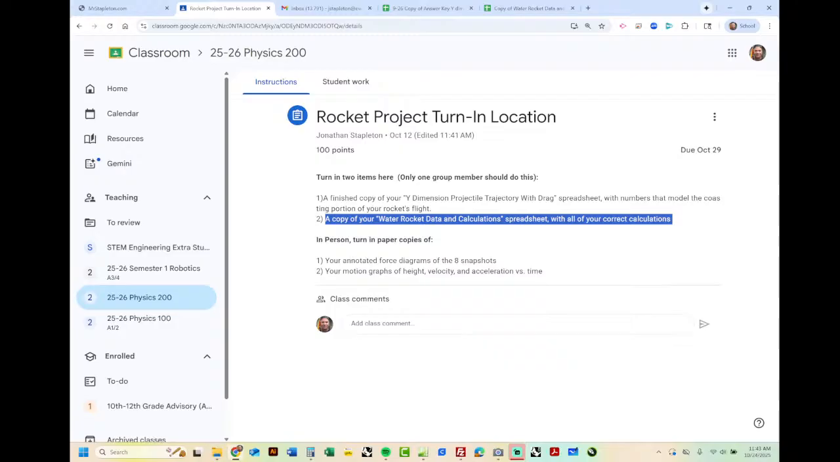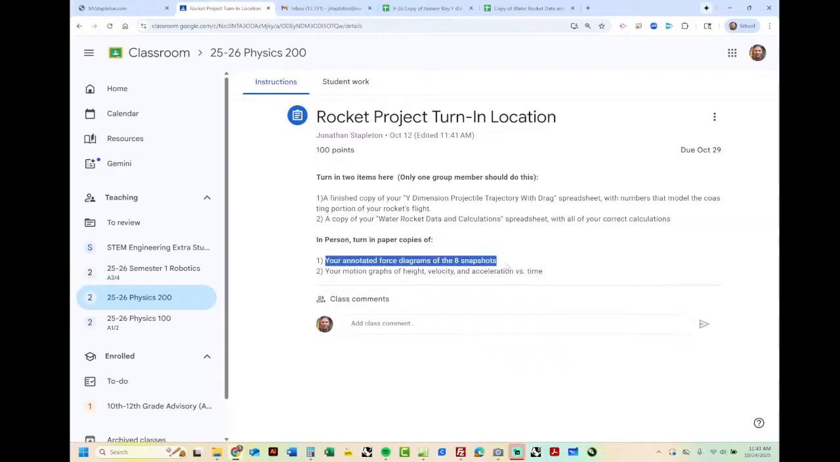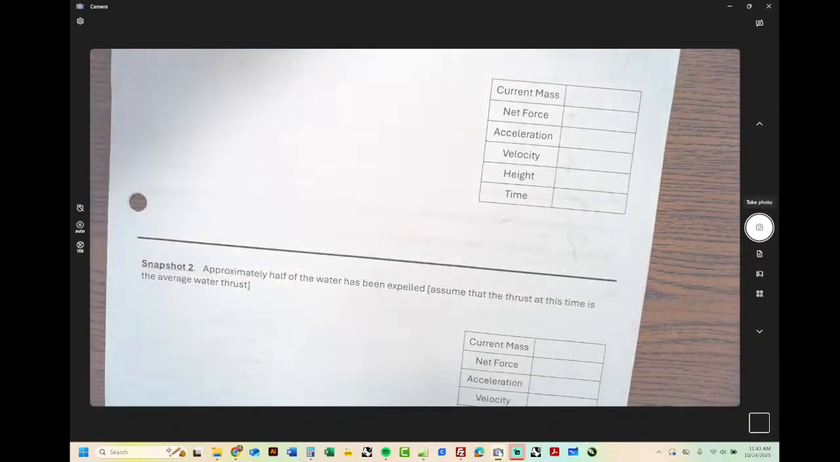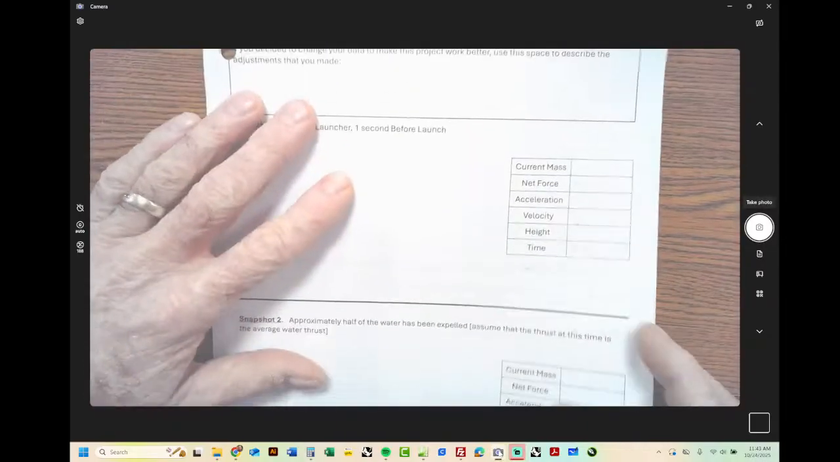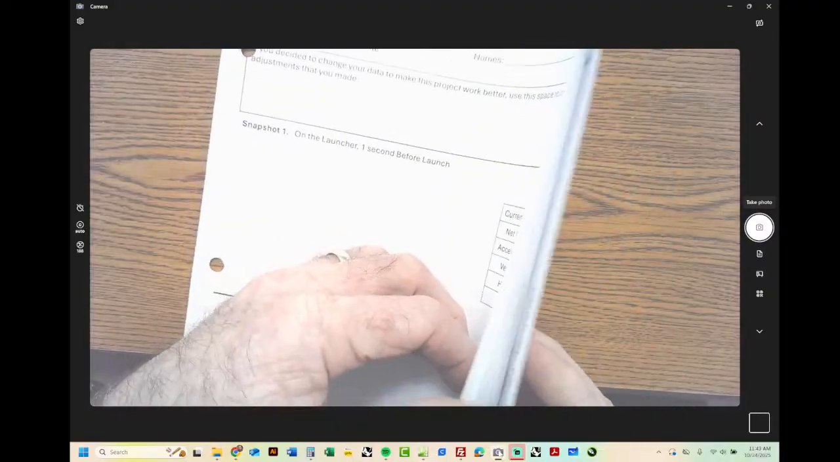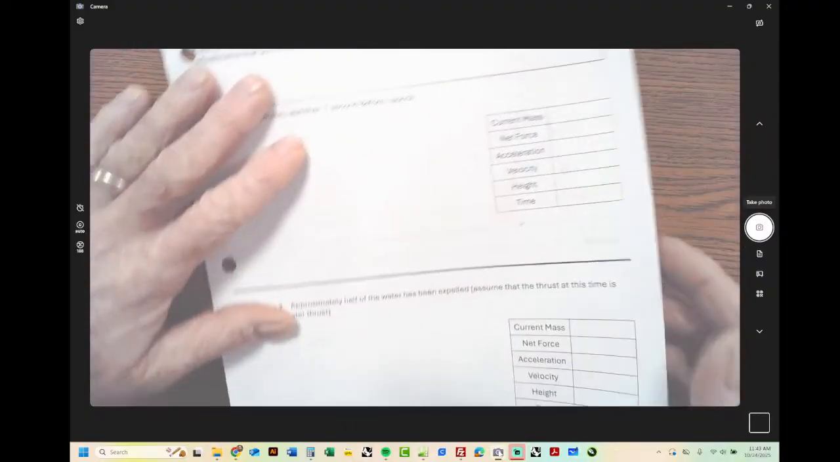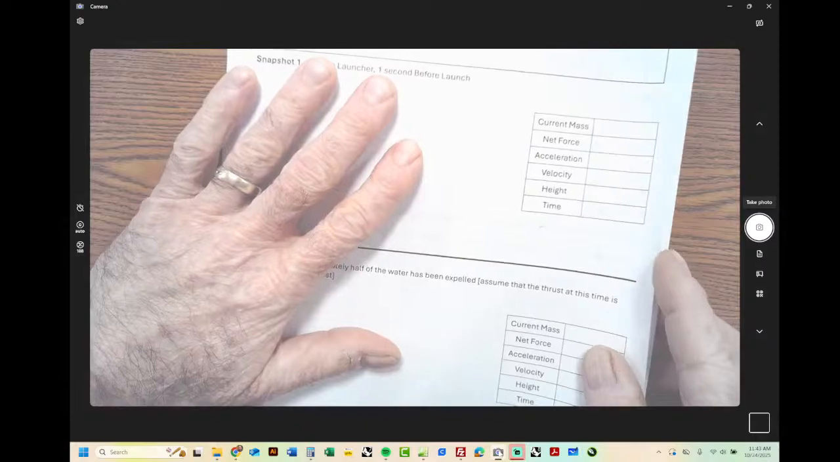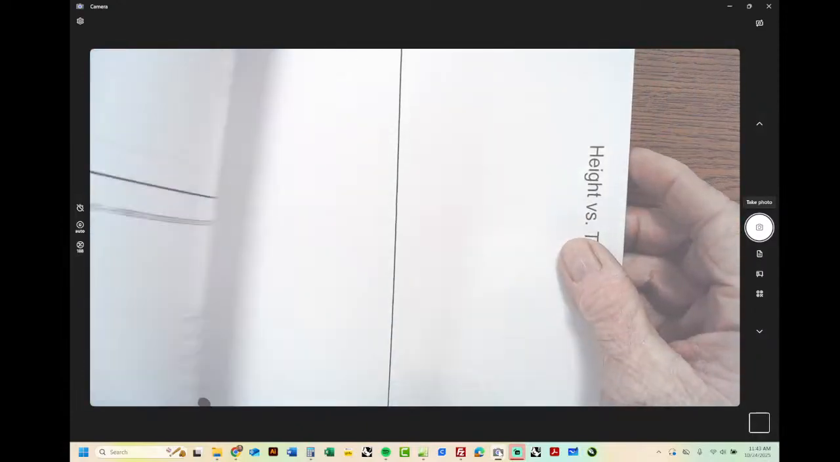In person, you turn in your annotated diagrams with 8 snapshots and your motion graphs of height, velocity, and acceleration versus time. And that's what's on paper here. These are the snapshots, and then these are the graphs. You just turn in 1 set of these and 1 set of these for your group.